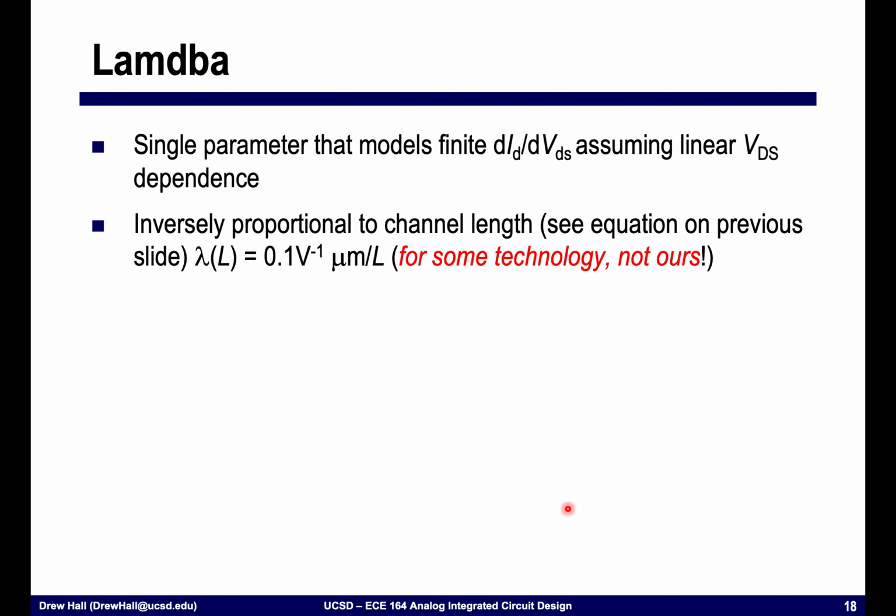Okay, so a couple of things about lambda. It is a single parameter that tries to capture this output impedance or this finite slope. It is inversely proportional to the channel length, which should make sense intuitively. If I have a very, very long channel, I'm not pushing it back nearly as much proportionally as if I had a very short channel. The effect of pushing that channel back is much more significant. And so lambda is a function of the channel length.